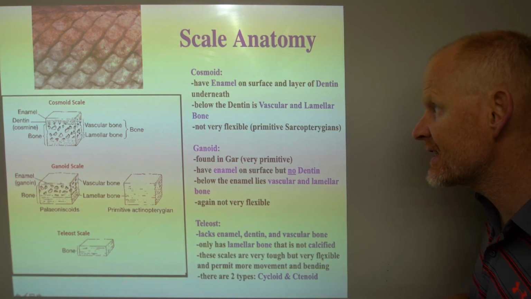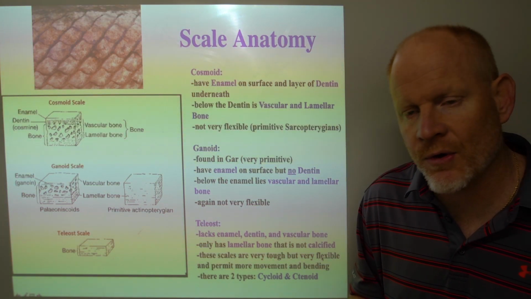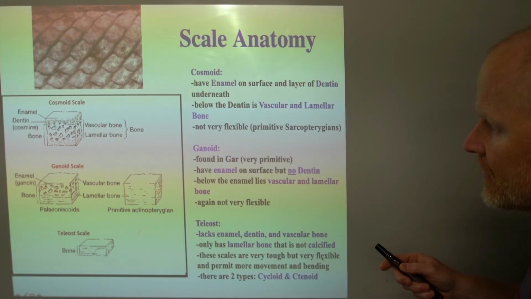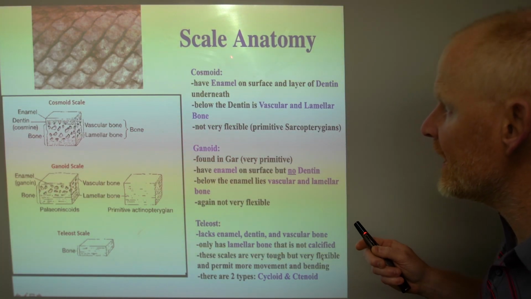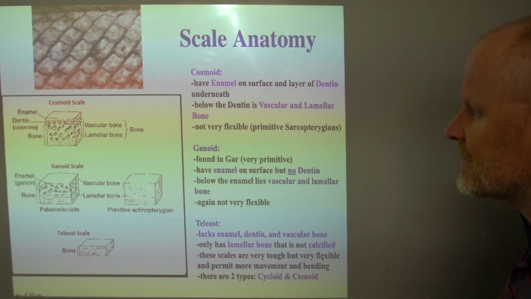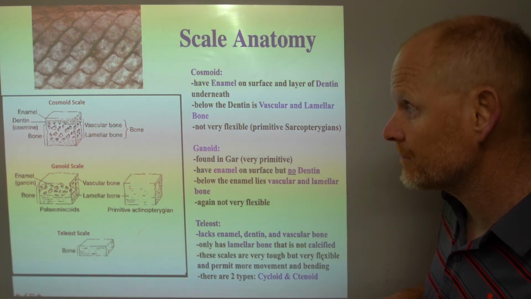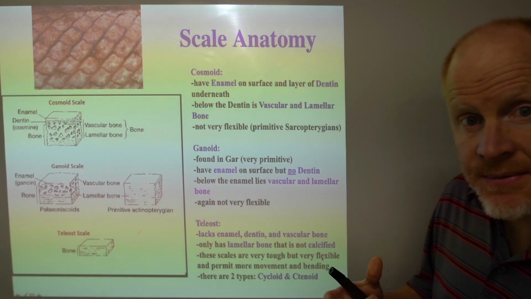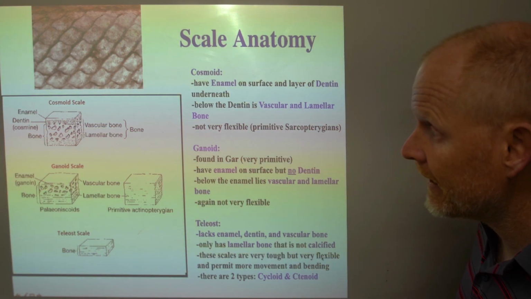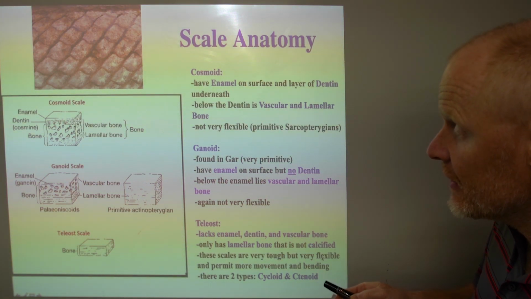Now, there are different types of scales that are produced by the dermis, depending on the taxonomic category of fish. There are cosmoid scales, ganoid scales, and then two teleost scales that are called cycloid and ctenoid scales. Cosmoid scales are very rare. They're only found in Sarcopterygians, and they are the thickest of the scales. They're almost like bone, real bone. They basically have an enamel surface, which is the hardest substance found in vertebrates. And then they have two layers of bone. They have dentin and vascular and lamellar bone.